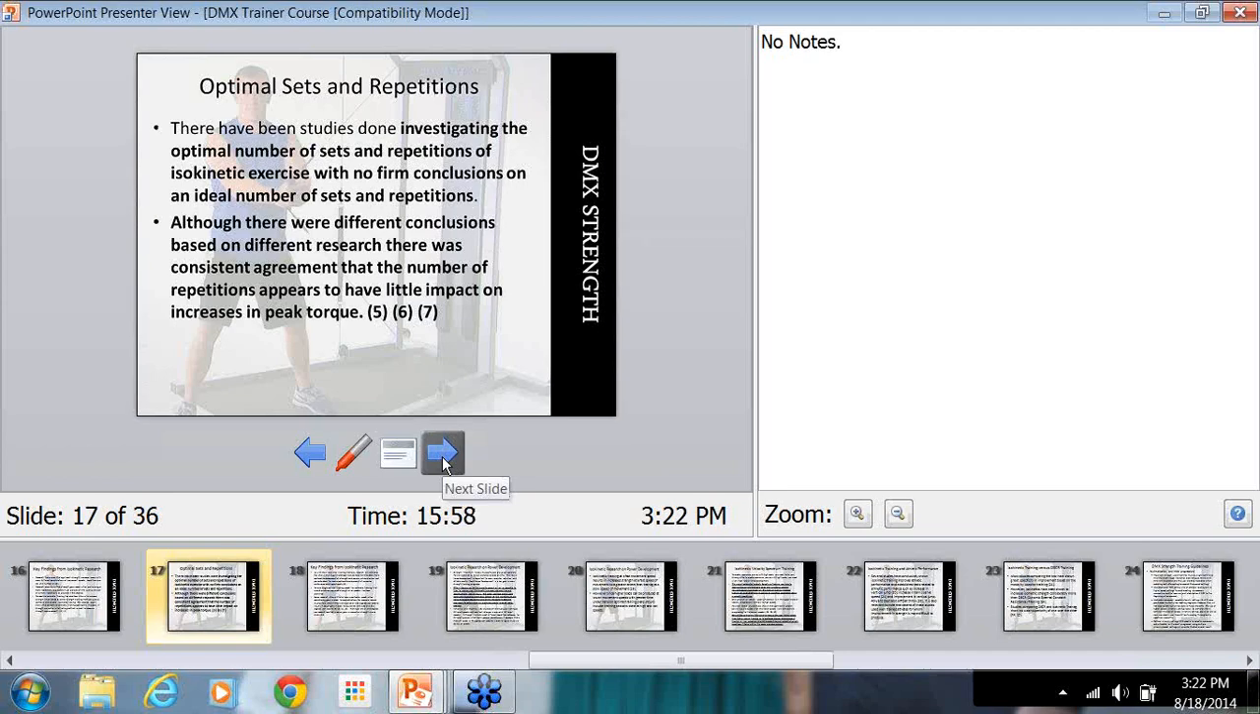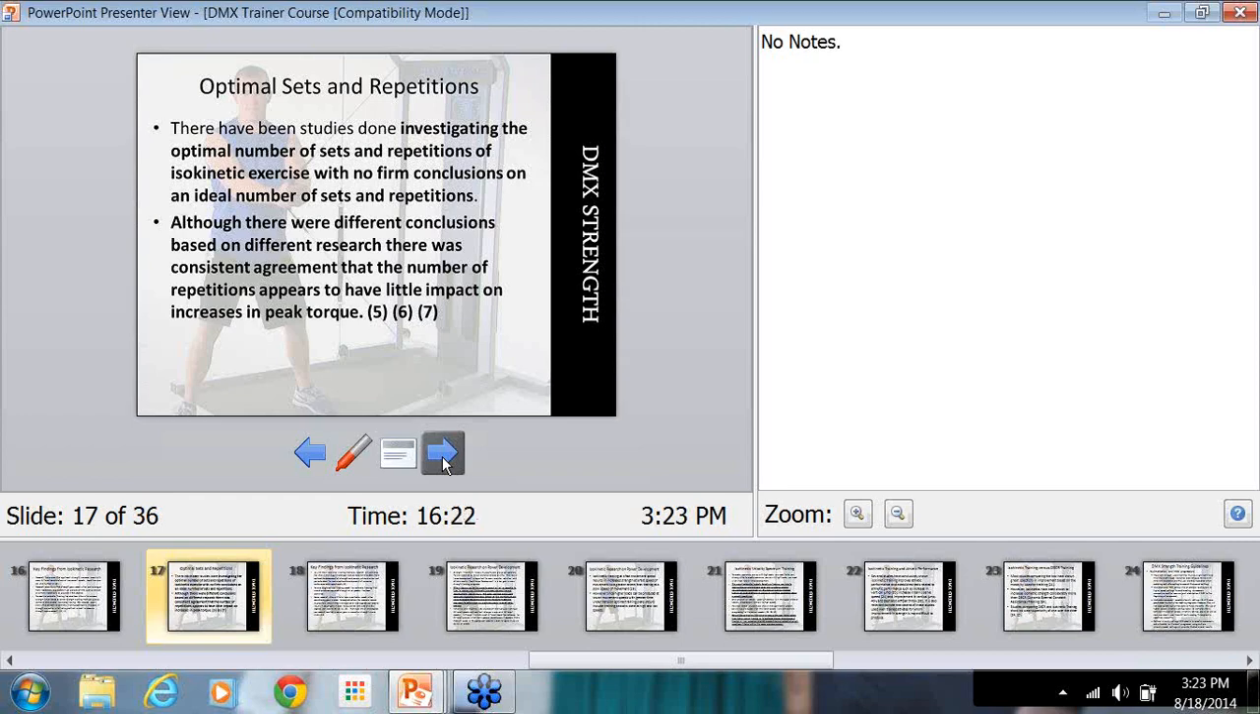Optimal sets and repetitions. There have been a lot of studies trying to determine that, and there have really been no firm conclusions. I would say it's probably the same thing when you look at resistance training in general. There are lots of different variations, and they all kind of work at some level, depending on who we're talking about and where they are relative to their genetic potential.